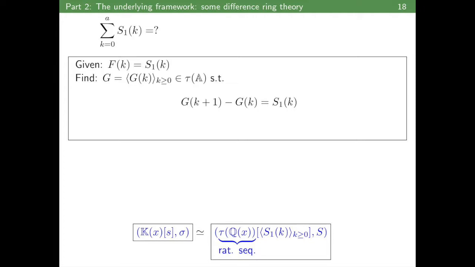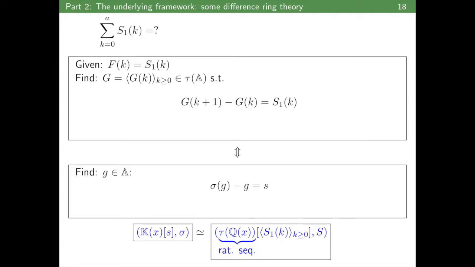And we can state it in the analysis world, in the sequence world: given the sequence 1, the k-th harmonic numbers, find another sequence within our summation domain, specified by the summation problem, such that this telescoping equation holds. And due to this isomorphism, this is equivalent to saying: find a polynomial g in this polynomial ring, such that this difference equation holds. There's a one-to-one correspondence.